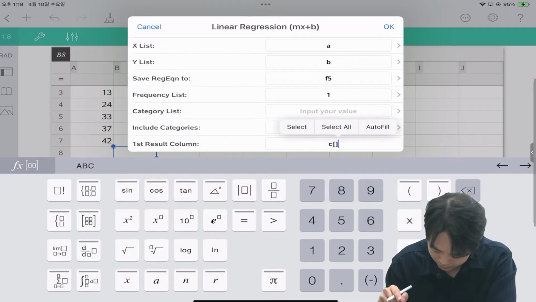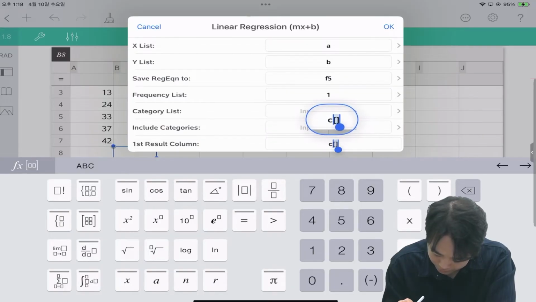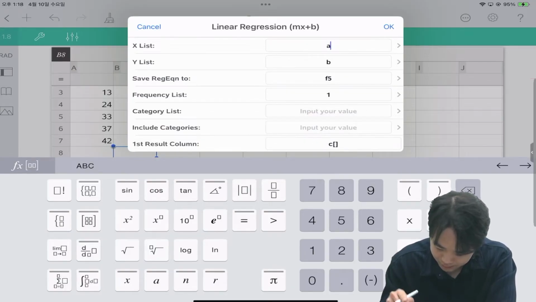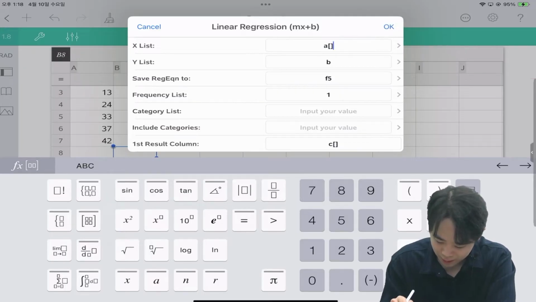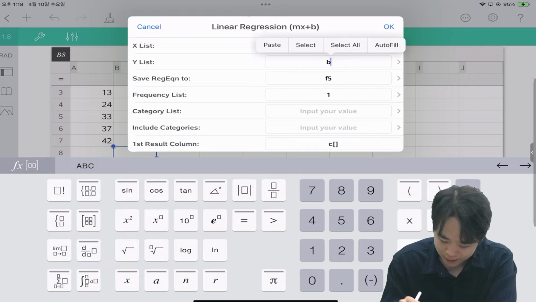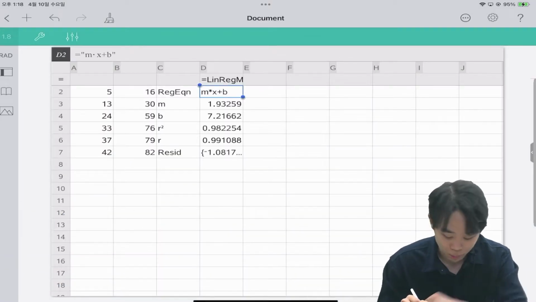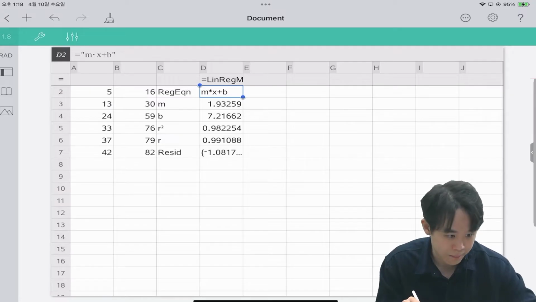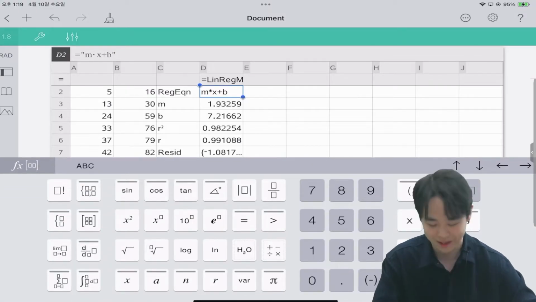Let's just add the square brackets to indicate that this is a list. So our X list is going to be the list of values in column A. Our Y list is going to be the list of values in column B, and we get 1.93 for our M, and our B is 7.21 or 22, and then our R value, the Pearson product moment correlation coefficient, that is 0.99.